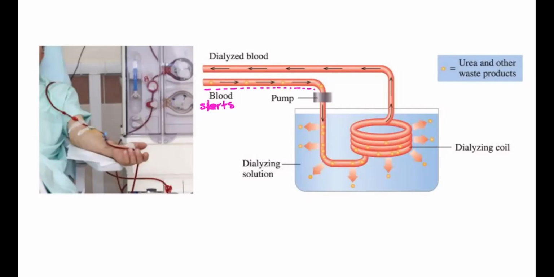You can see that the blood goes through this dialyzing coil. What's happening overall is that through diffusion, the toxins that are in the blood diffuse out into the solution, because they are in higher concentration in the blood, so they move into the lower concentration in the dialyzing solution. Then what comes out is the dialyzed blood that enters the patient. Again, the molecules being extracted from the patient include urea and other waste products that a person with a kidney condition may not be able to secrete from the body.